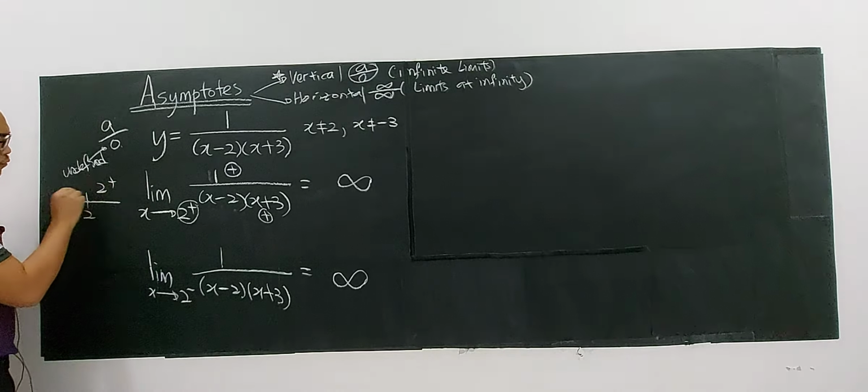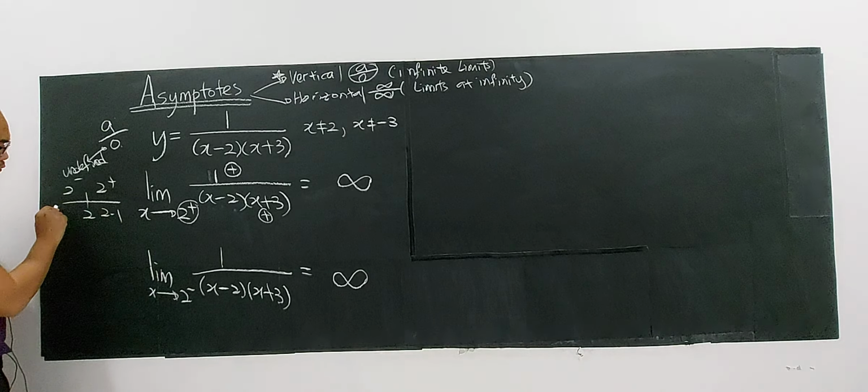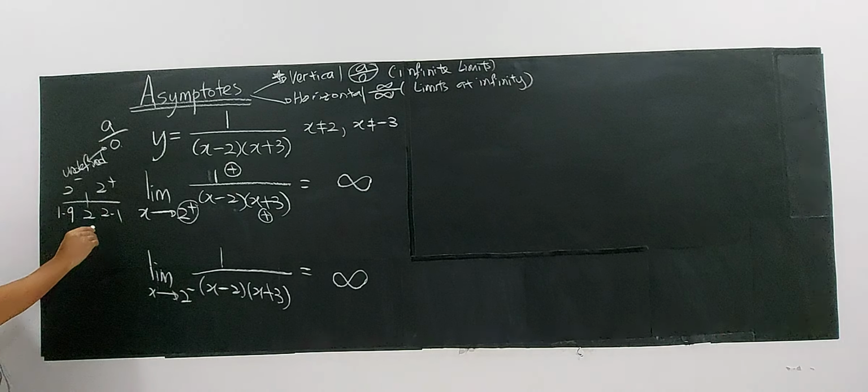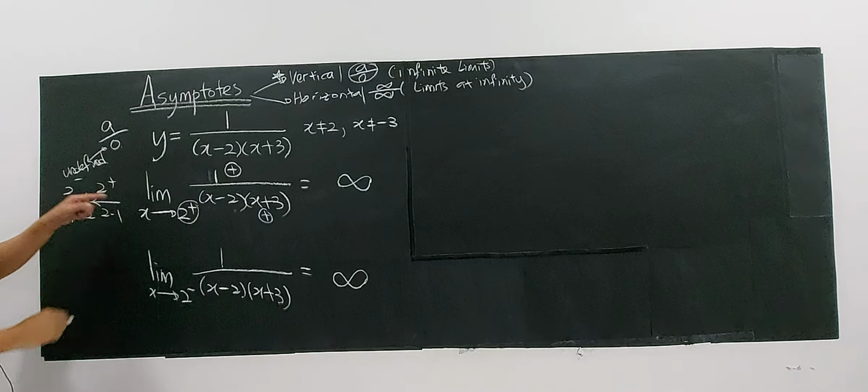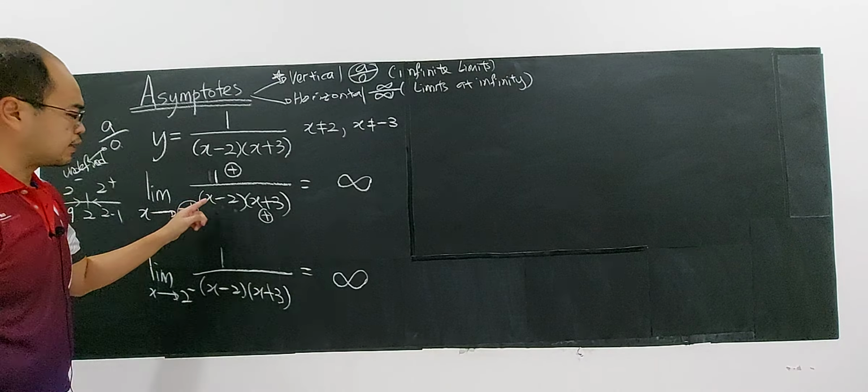From the right, from the left. So from the right you can have 2.1, 2.2, all right? From the left you have 1.9. So for 2 from the right, maybe you can choose 2.1. 2.1 minus 2, of course you're getting a positive number, 0.1. So everything is positive. So of course here it will be positive infinity.